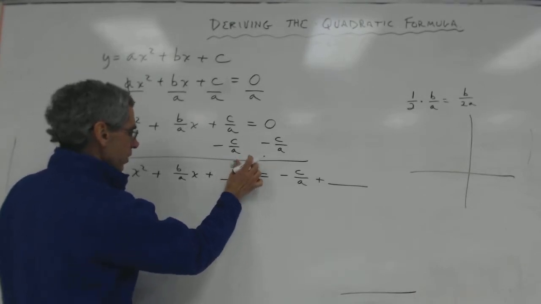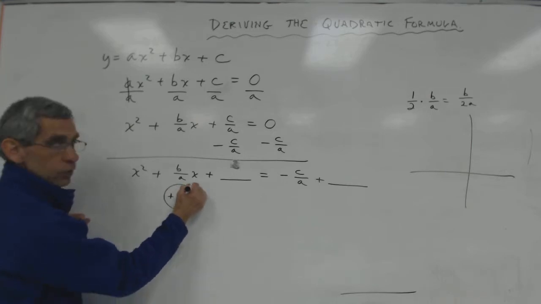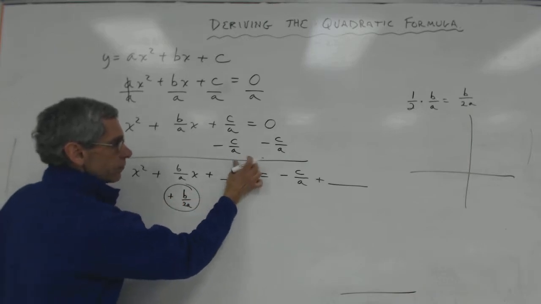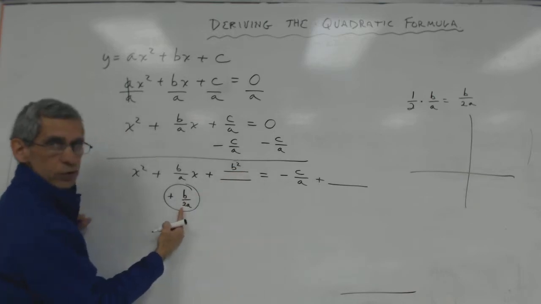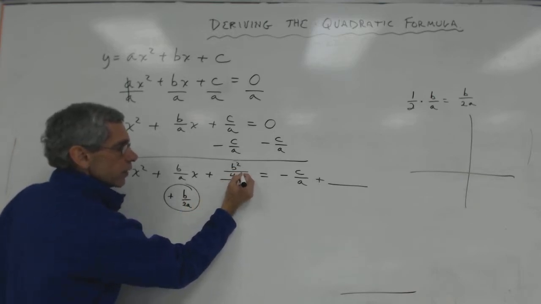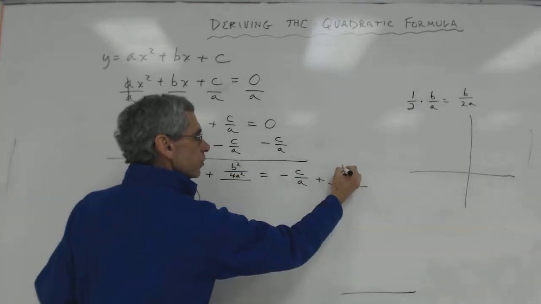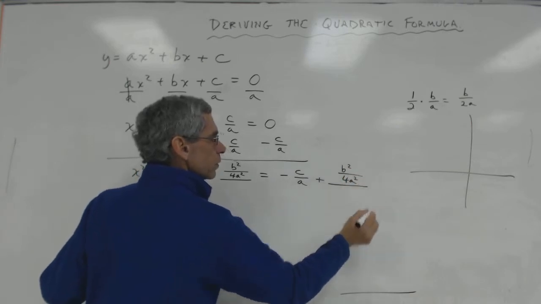Oh, wait, excuse me. Over here, this is b over 2a, right? Positive b over 2a. That's what I circled. Remember that? And so now I've got to square this. So what does that give me? That gives me b squared over, what's 2a squared? 4a squared, right? You guys with me? Okay, I added that to this side, so I've got to do it over here. b squared over 4a squared.